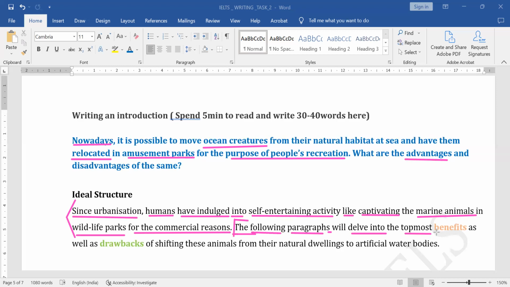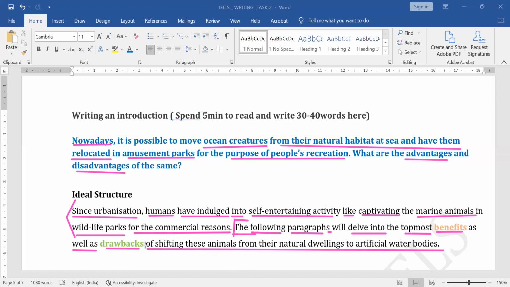So I've written the word benefits, and instead of "as well as" I've written "and"; instead of disadvantages I've written drawbacks. So I'm changing the word. Now, I could have given a full stop here, but I wanted to add words. So the words which were here, I've added them here. I've also changed the position.